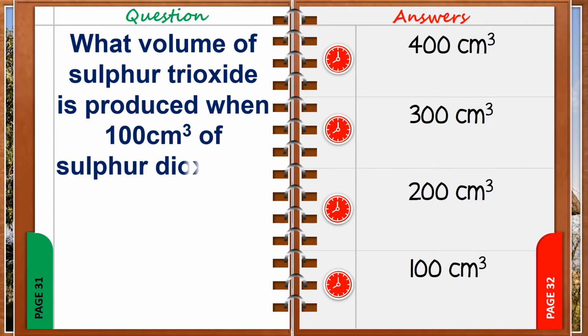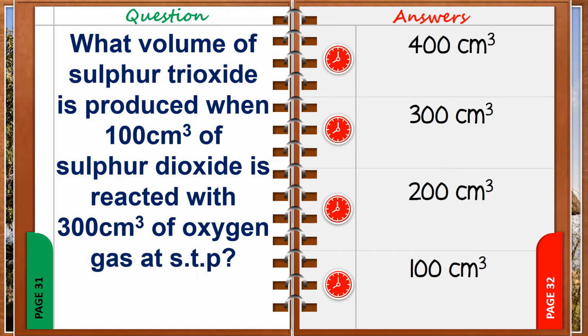What volume of sulphur trioxide is produced when 100 cubic centimeters of sulphur dioxide is reacted with 300 cubic centimeters of oxygen gas at STP? 100 cubic centimeters.